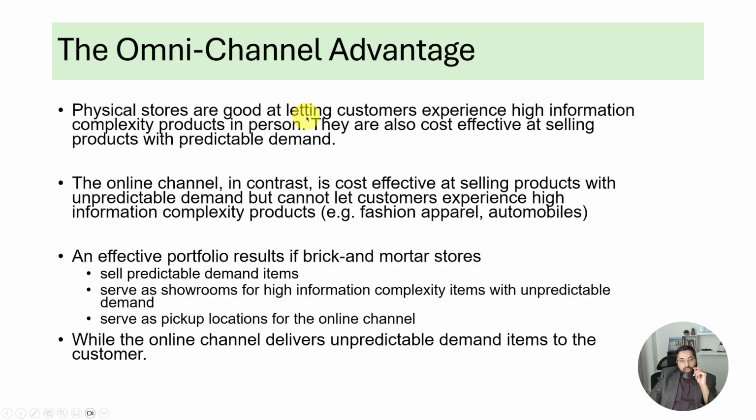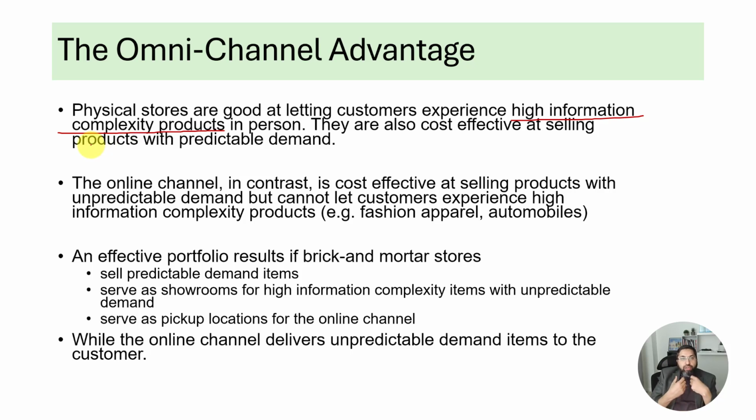Physical stores are good at letting customers experience high information complexity products. This is a very important idea. You need to know what we mean by high information complexity products. Okay, these are products where the customer needs to have a lot of interaction to figure out which product is best for them. So maybe they need to wear the shoe to check if it's comfortable. Maybe their foot is a little bit wide and they want to check if the wide option suits them or the regular option is wide enough that it suits them. These are high information complexity products that will fit your body.